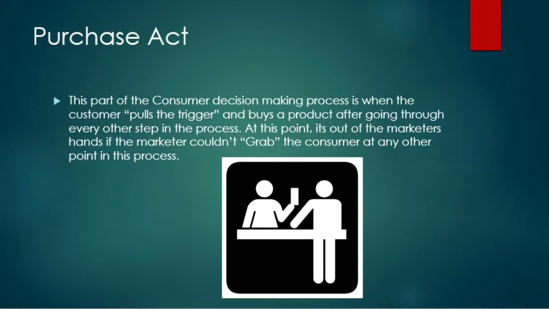Finally is the purchase act itself. This part of the consumer decision-making process is when the customer pulls the trigger and buys a product after going through every other step in the process. At this point, it's out of the marketer's hands if the marketers couldn't grab the consumer at any other point in this process.